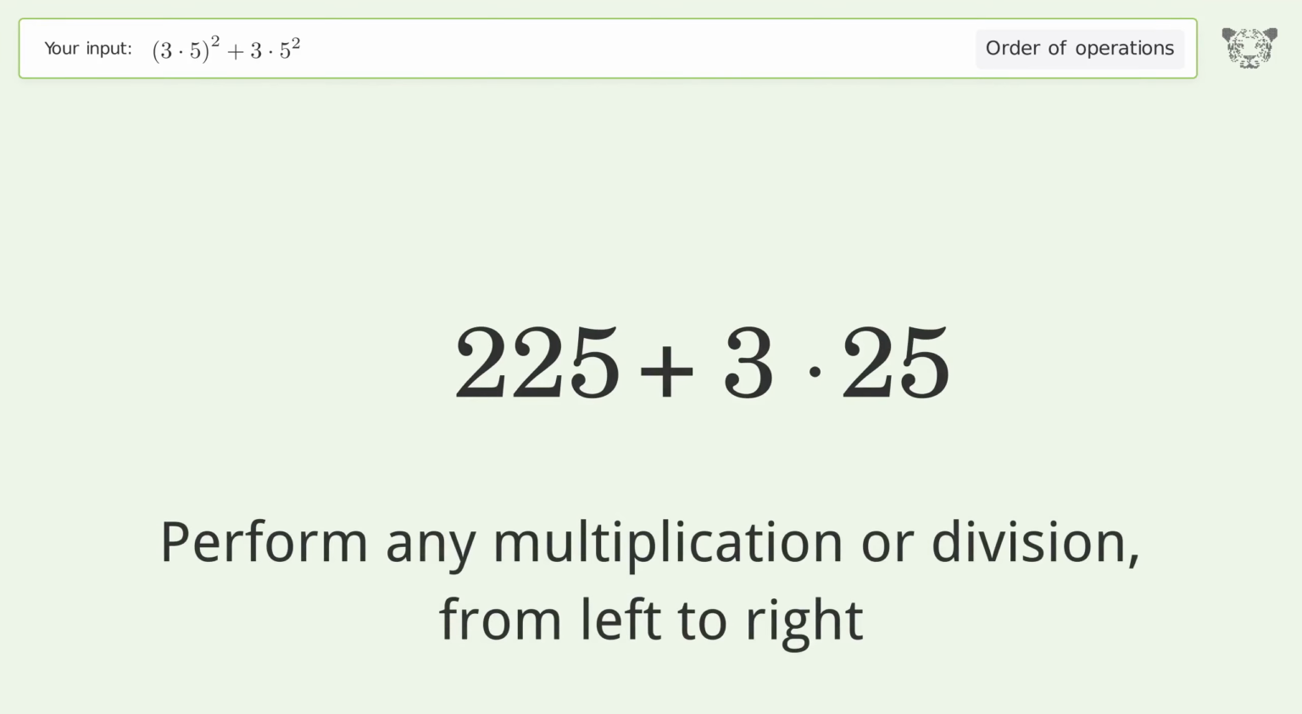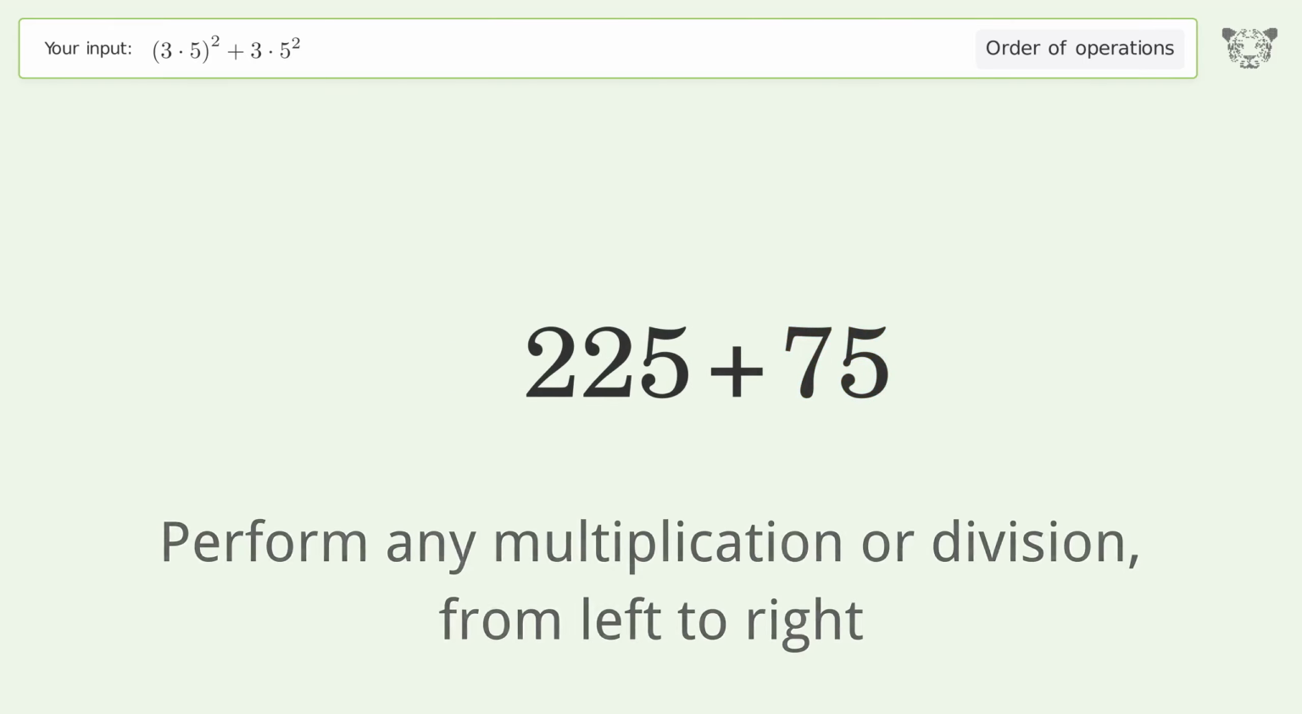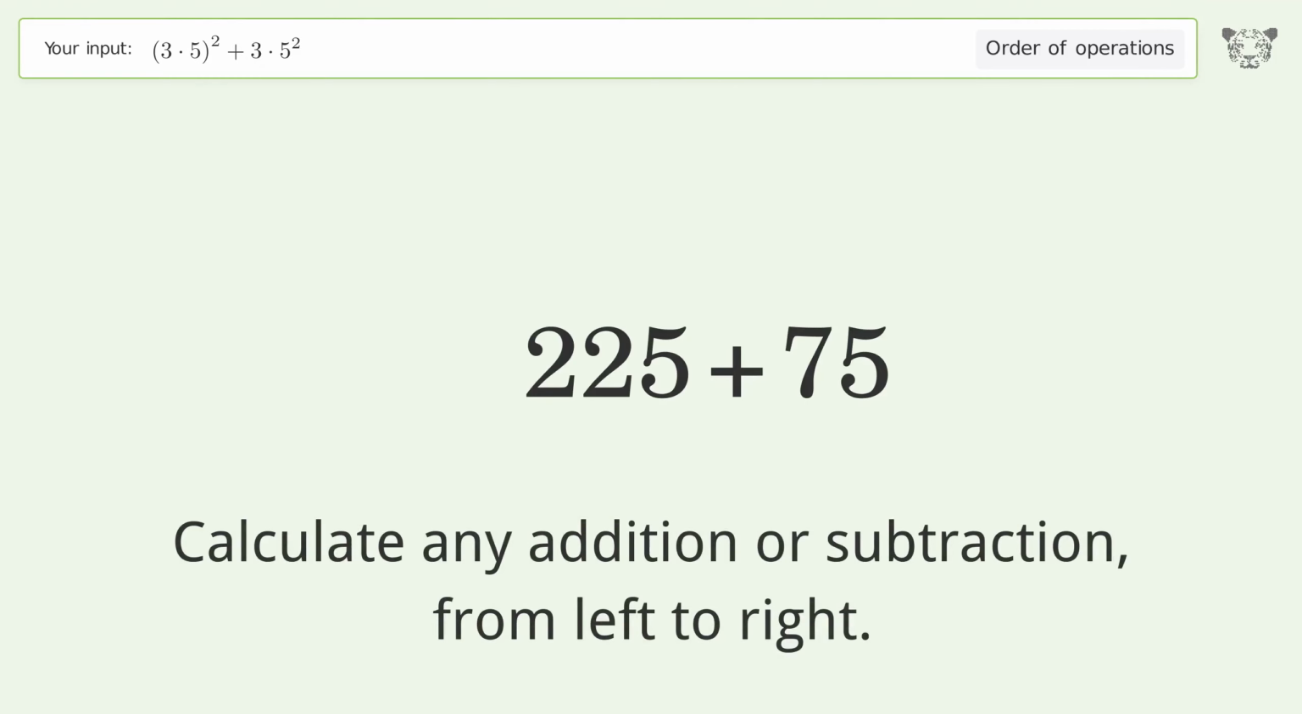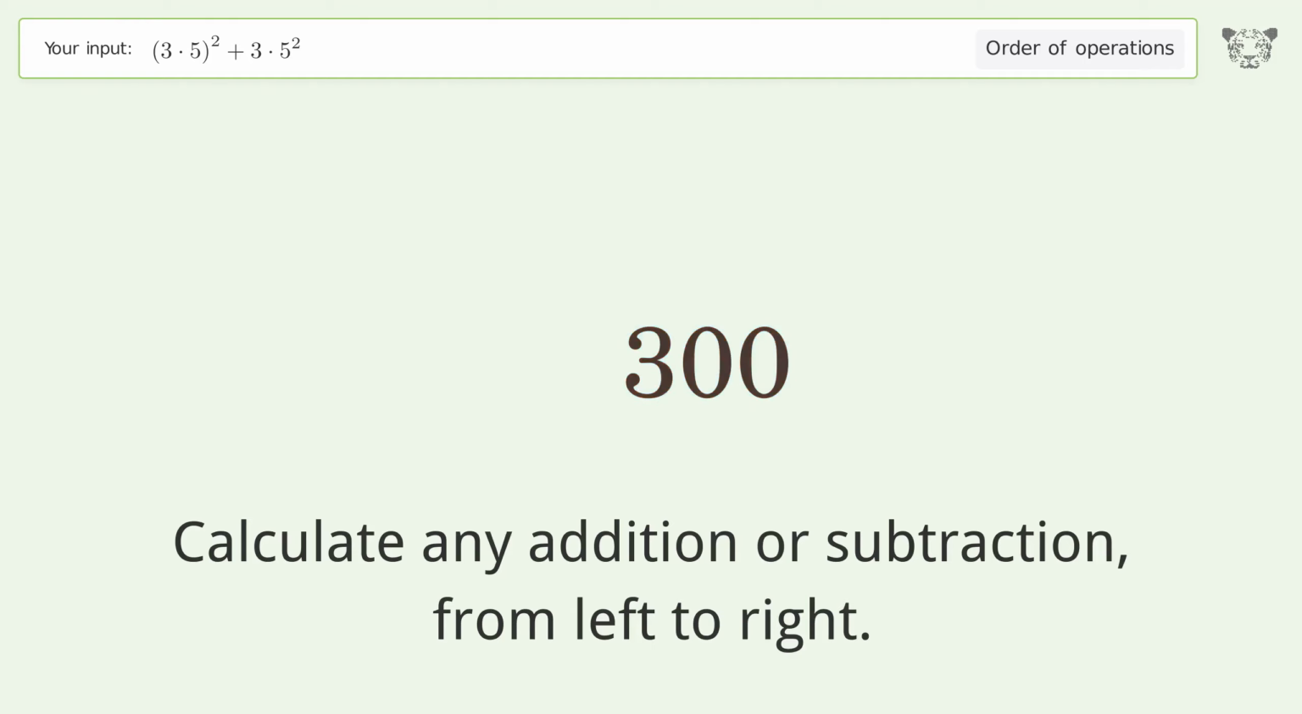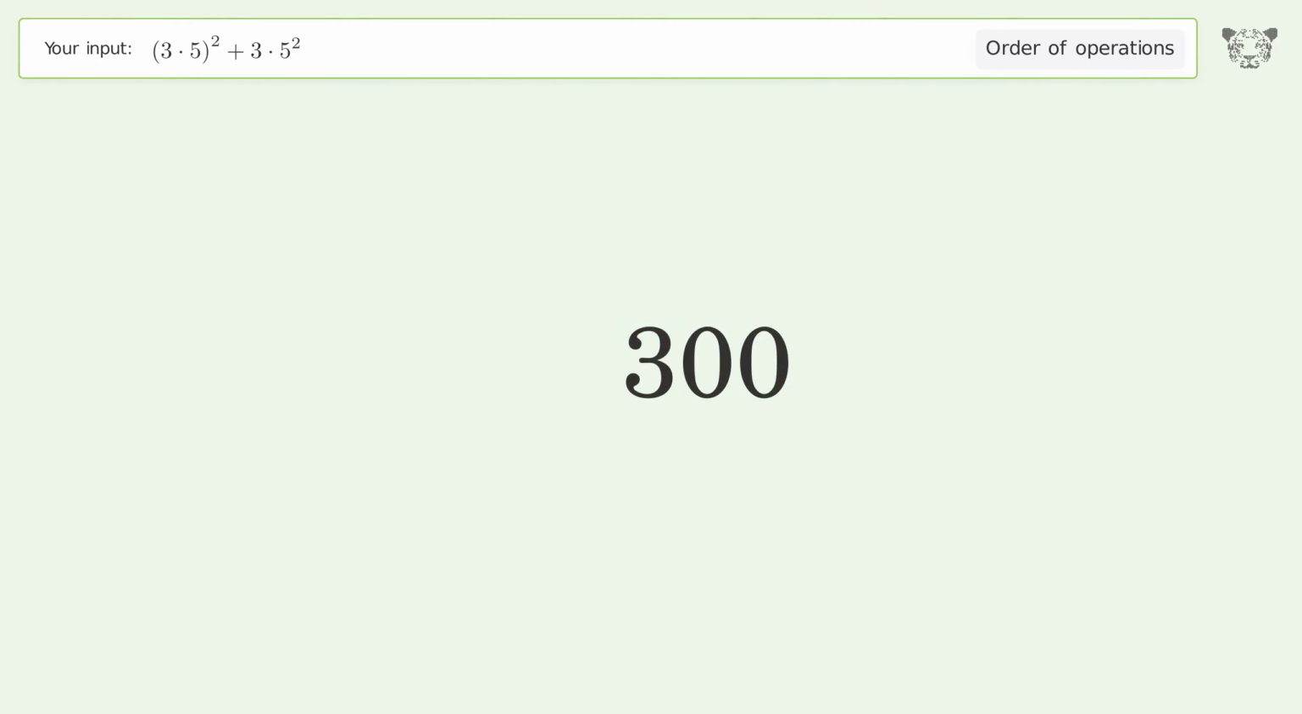Perform any multiplication or division, from left to right. 3 times 25 equals 75. Calculate any addition or subtraction, from left to right. 225 plus 75 equals 300. And so the final result is 300.